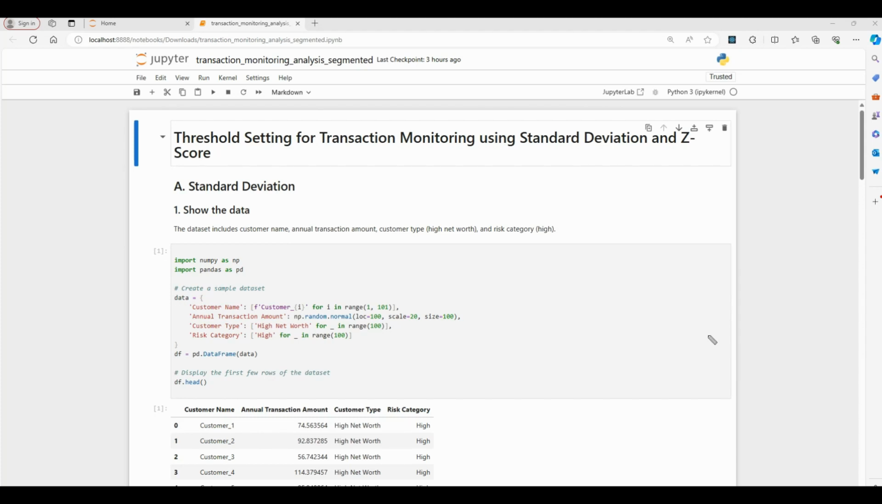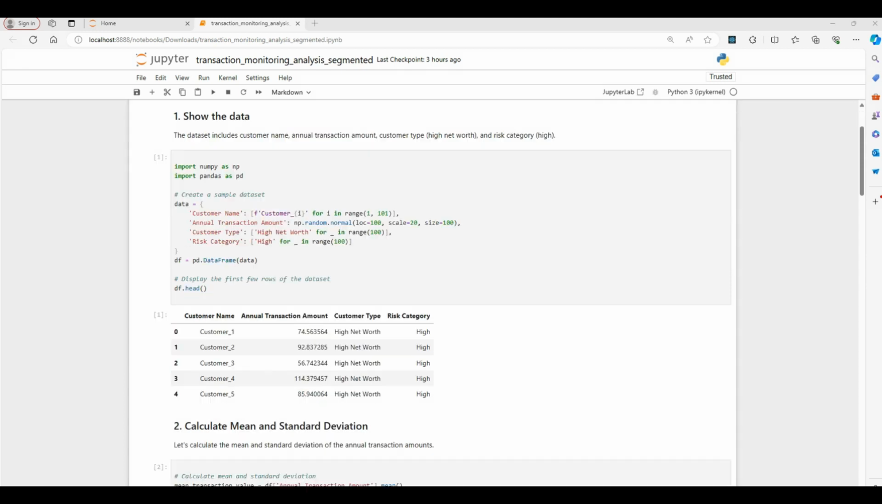Now let's discuss different statistical methods that we can use to set threshold values in scenarios for transaction monitoring. In this lecture, we'll discuss two such approaches. One is standard deviation, another is Z score. Before we start discussing those tools, let's look at our data.